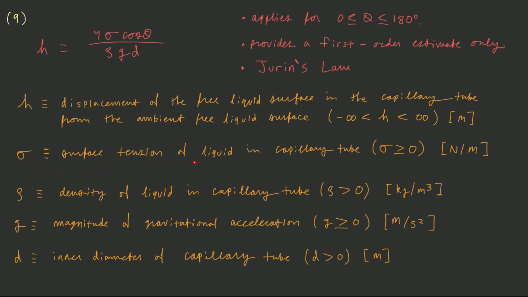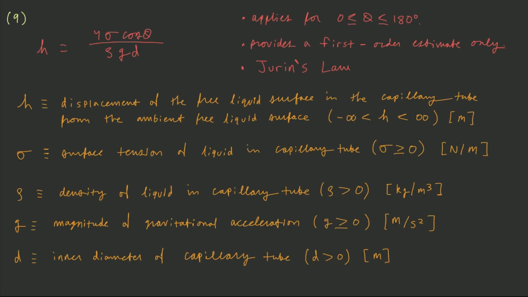Sigma is the surface tension of the liquid in the capillary tube, typically greater than or equal to 0, and of units newtons per meter. Rho is the density of the liquid in the capillary tube, typically greater than 0, and of units kilograms per cubic meter. G is the magnitude of gravitational acceleration, typically greater than or equal to 0, and of units meters per second squared. And D is equal to the inner diameter of the capillary tube, typically greater than 0, has to be greater than 0, and of units meters.